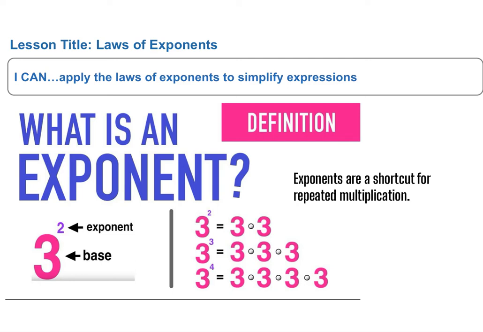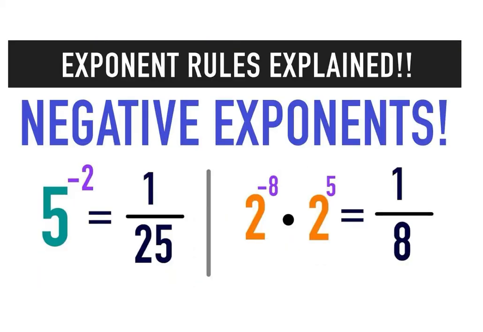Laws of exponents. In this video, I want to go over negative exponents. Remember, an exponent is a small number written at the top right of a base, known as a number or variable. An exponent is just repeated multiplication, meaning the base is multiplied by itself a certain number of times. Now, a negative exponent just moves the location of your base.